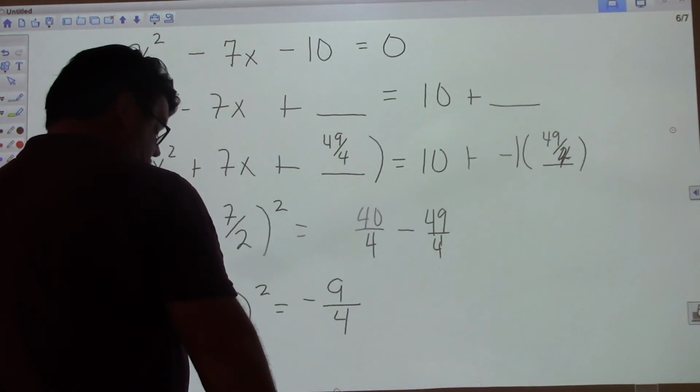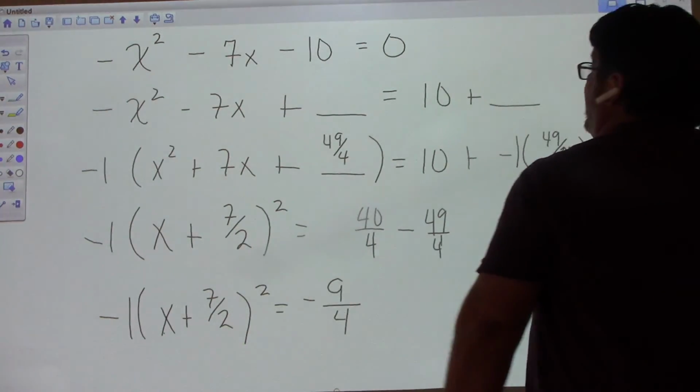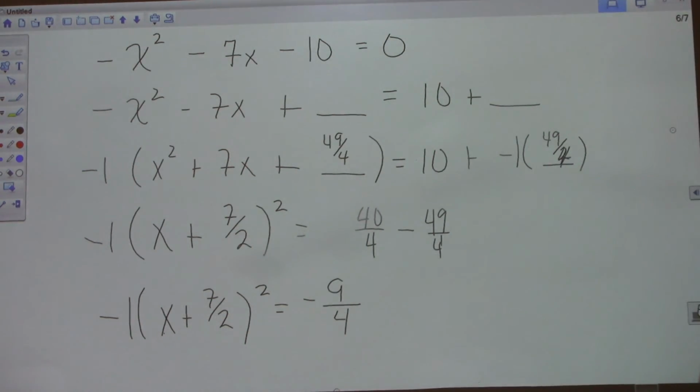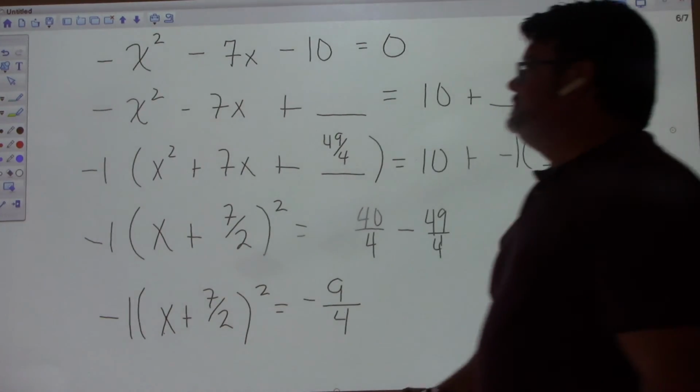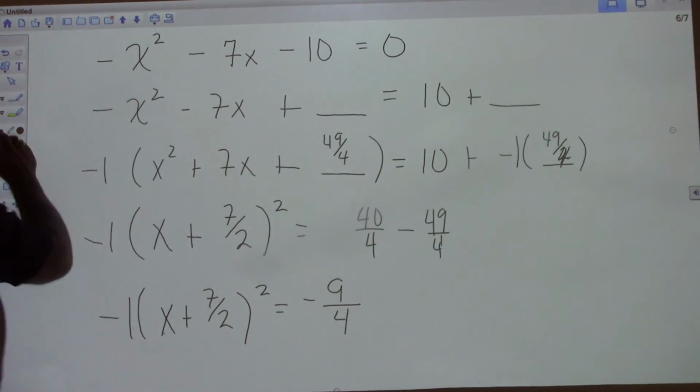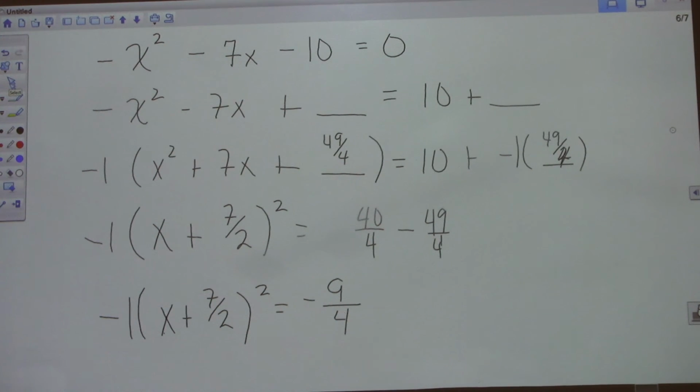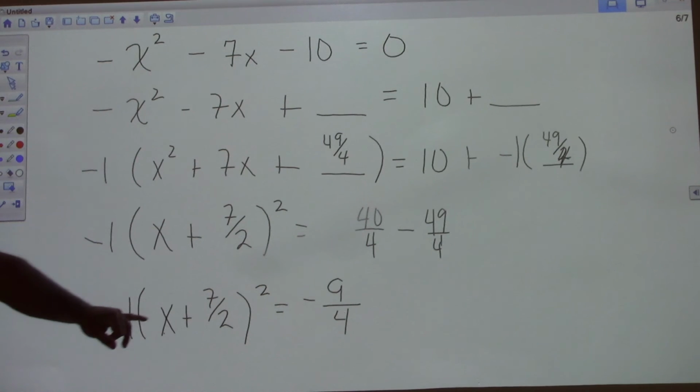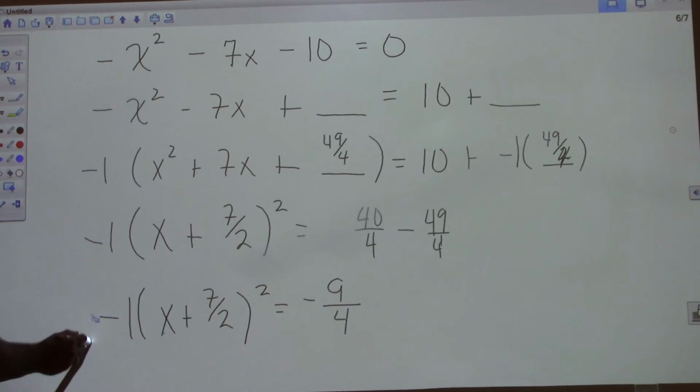Do we have x-intercepts? Yes or no? Yes. Yes, we do. Well, Hubert, I thought you said, wait a minute, what did I say? I said, if you have a negative over on the right-hand side before you take the square root, what are you going to have before you take the square root? You're going to have a positive 9 fourths. You got to be careful.